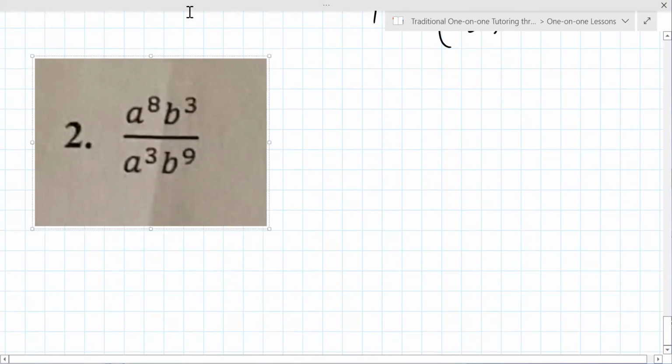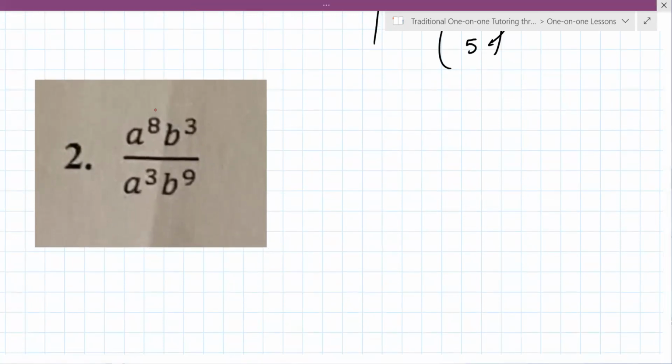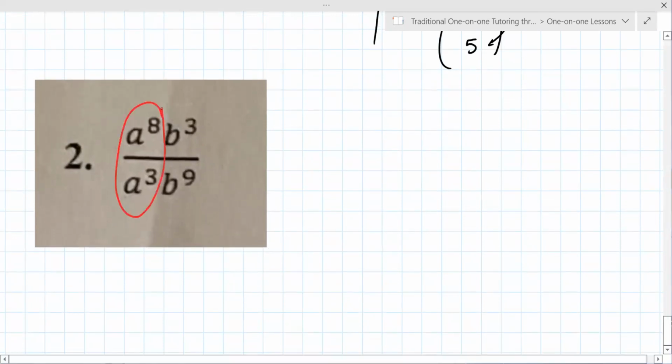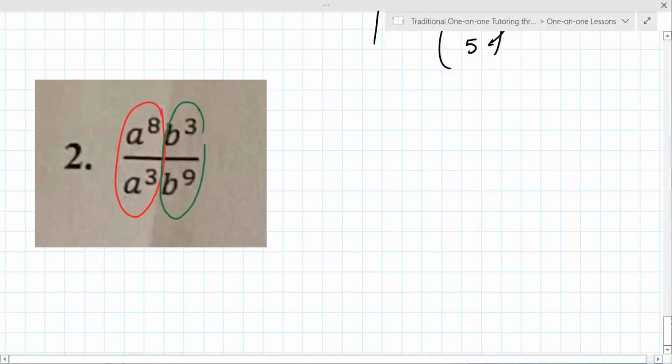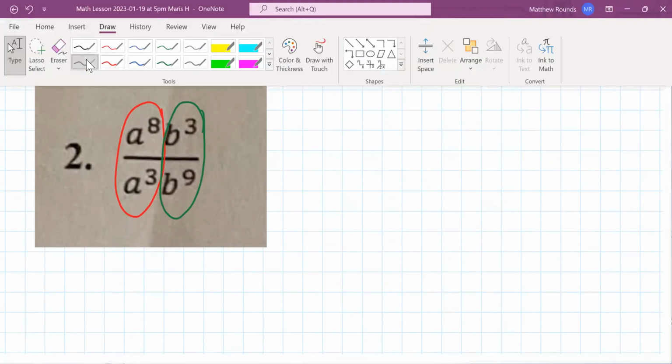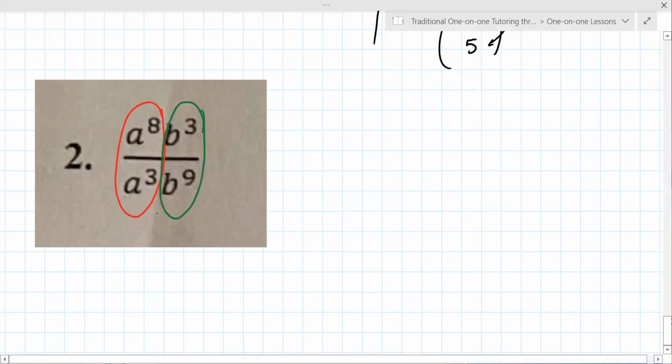So this is really like two problems in one. It's really like this, a to the 8th over a cubed. And then you're looking at this, b to the 3rd over b to the 9th. Okay. And do you have any idea how to proceed from here? It's okay if you don't.